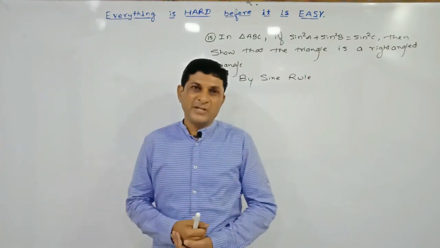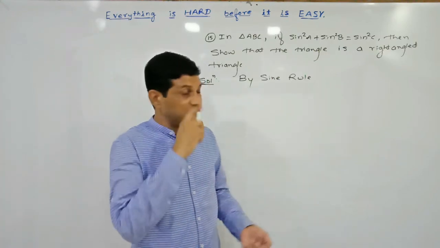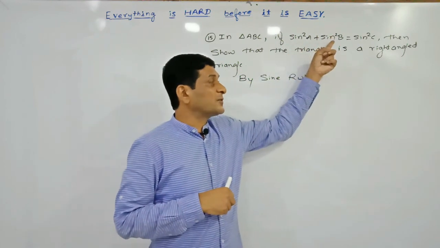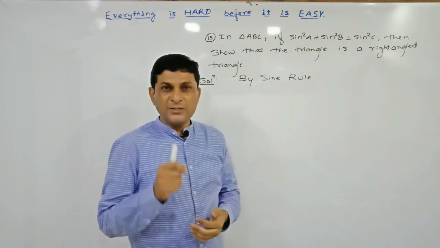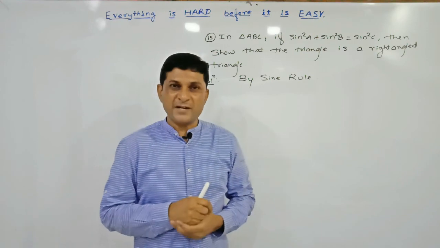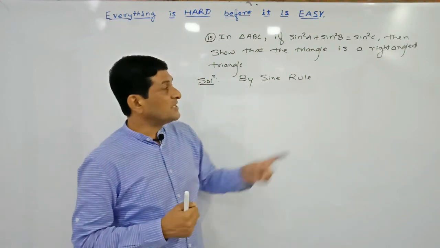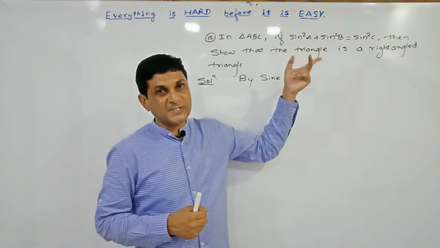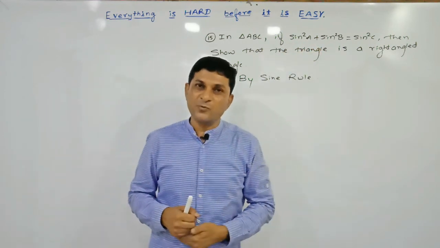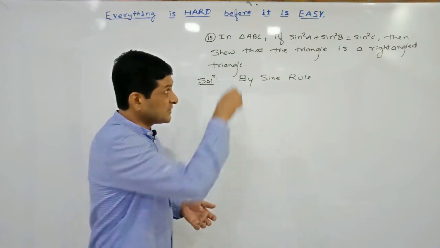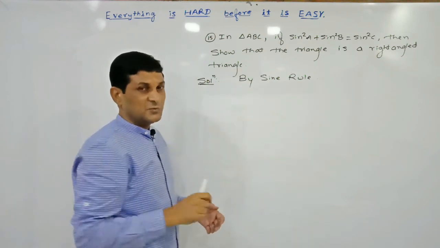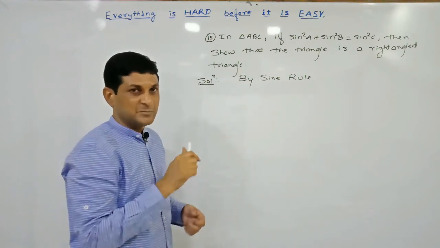See, in example number 15, which condition is satisfied? sin square A plus sin square B is equal to sin square C. Using this condition, we have to show that triangle ABC is what? Right angle triangle. Since the terms are in the form of sine, to solve this example we are applying the sine rule. To use this condition, which values will we require? sin A, sin B, sin C.